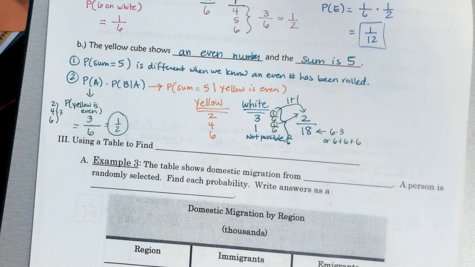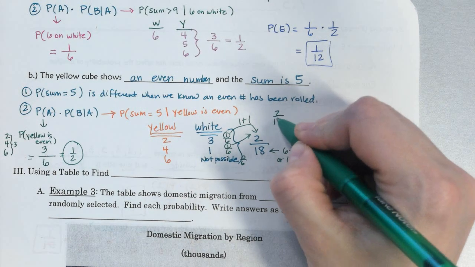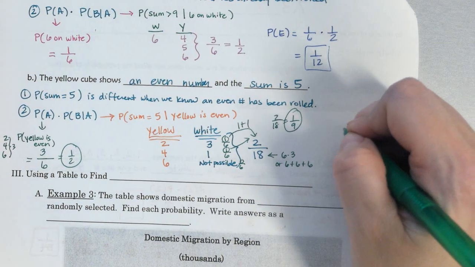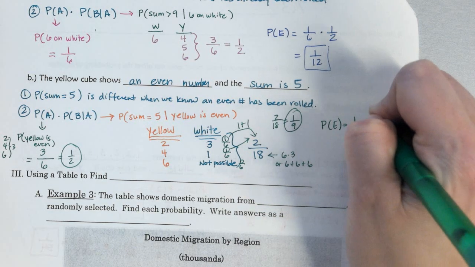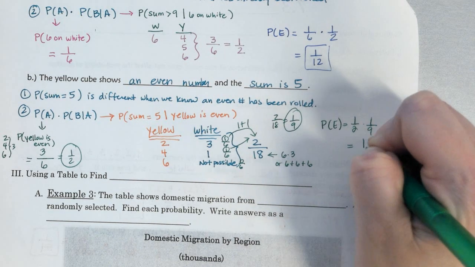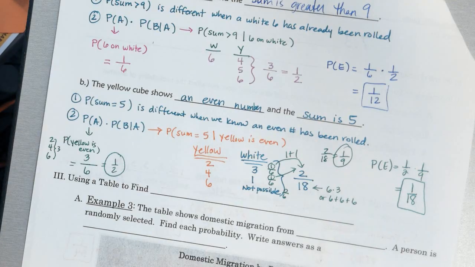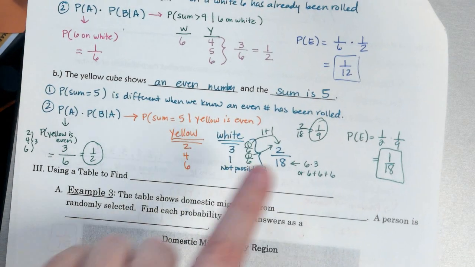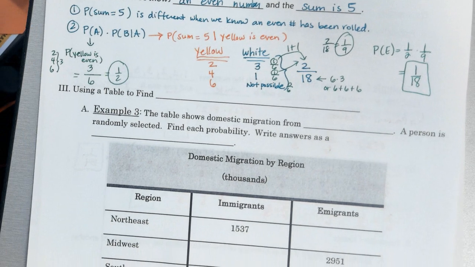And what is 2 out of 18 reduced to? 1/9. Okay, so then when you multiply those together, the probability of the event is 1/2 times 1/9, which will be 1 over 18. So all of the different conditions here is what's going to help you with your total.